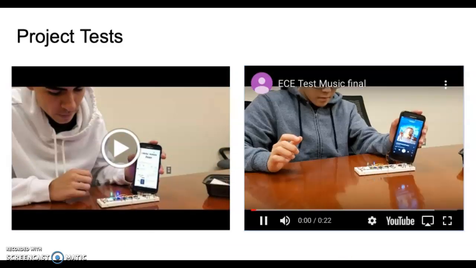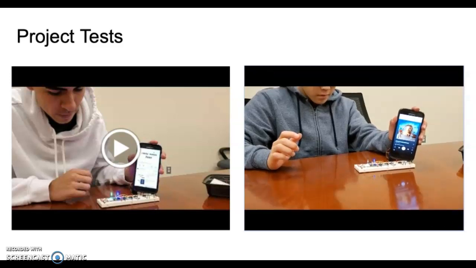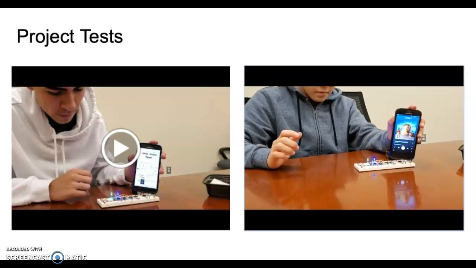And right here we have our LEDs reacting to music. As you can see, when there are drops in the bass, it causes the LEDs to turn on brighter.